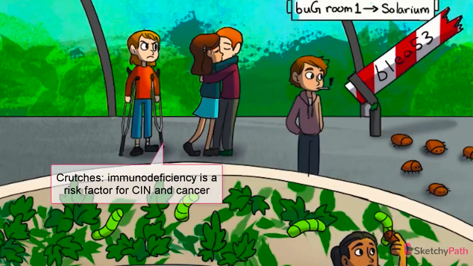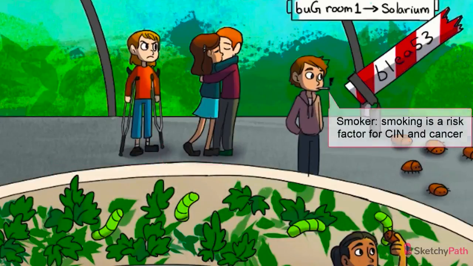Immunodeficiency is another important risk factor. In healthy, immunocompetent people, the immune system is often able to suppress the HPV infection. However, a compromised immune system isn't able to do so, allowing the virus to infiltrate the patient's DNA and wreak some oncogenic havoc. Interestingly, smoking is also a risk factor for cervical dysplasia.